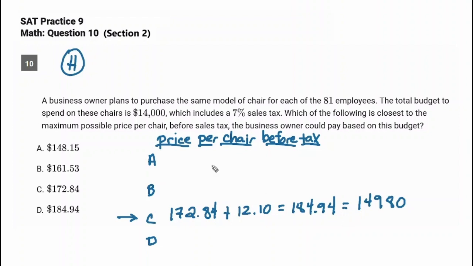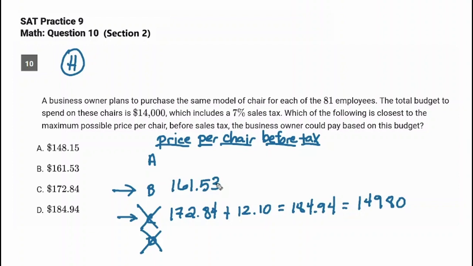Is this right? No. Why? Because we can only spend $14,000, and here you're spending $14,980 and a few more cents. So that's wrong. What else has to be wrong? Well, anything bigger. So you got it down to A and B. Let's try B. If the price is $161.53, let's do the same process again.